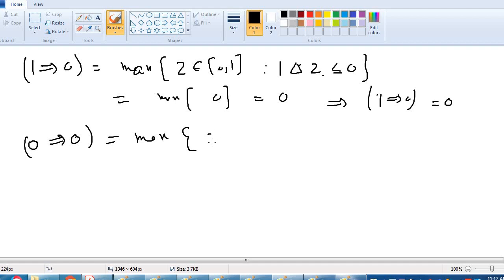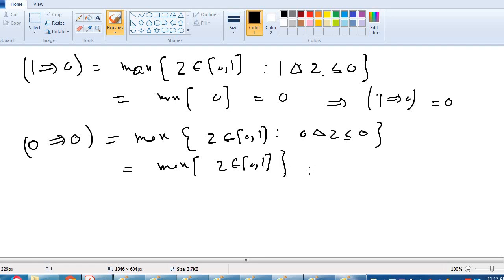We will get the maximum of z belonging to the interval [0, 1] such that 0 delta z is less than or equal to 0. If we take any number z here, z can be 1, z can be 0, z can be 0.5. If z is equal to 1, then again 0 delta 1 is 0. So it means it has all the numbers from 0 to 1. So the maximum of z belonging to [0, 1] is again 1. So this shows that 0 R implication 0 is equal to 1.